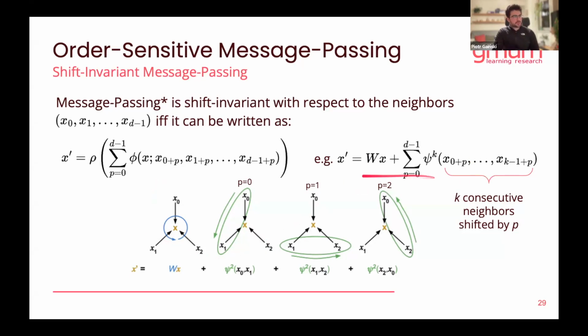Okay, so here we have an example. For p equals 0, we take two neighbors in order, and we embed them. Then we shift by 1, then we have those neighbors, we embed them, and then we shift by 2, and we have those neighbors and embed them.